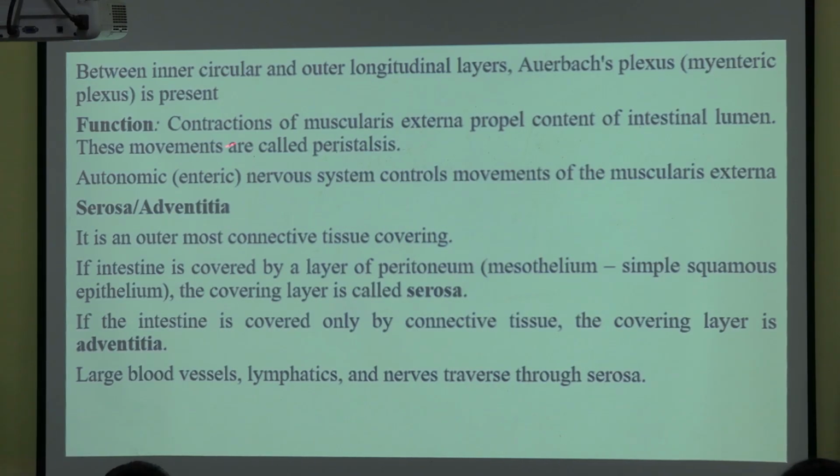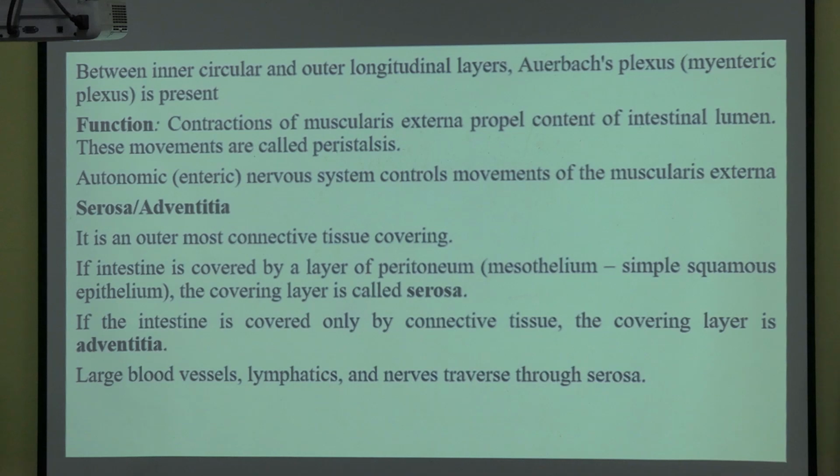Now the function: contraction of the muscularis externa propels the content of the intestinal lumen, and it also controls the peristalsis movement. Lastly, the serosa or adventitia is the outer layer of connective tissue. The intestine is covered by a layer of peritoneum, which is called serosa. There are some areas of the intestine where this serosa is absent and only a connective tissue layer is there, which is called adventitia. The adventitia mainly contains large blood vessels, lymphatics, nerves, etc.